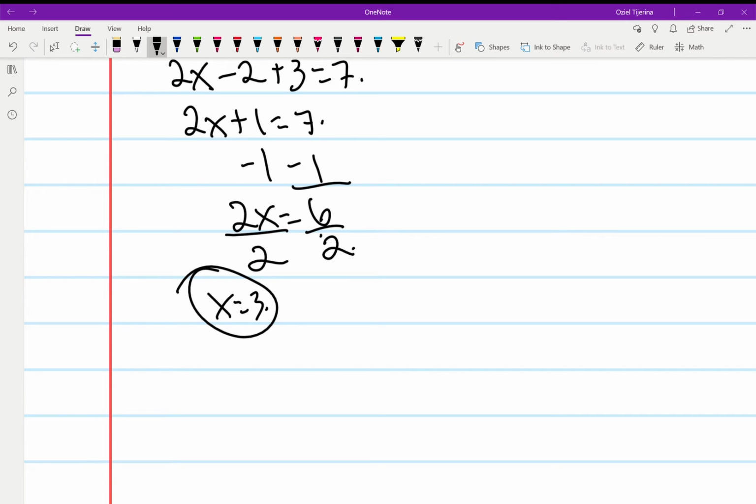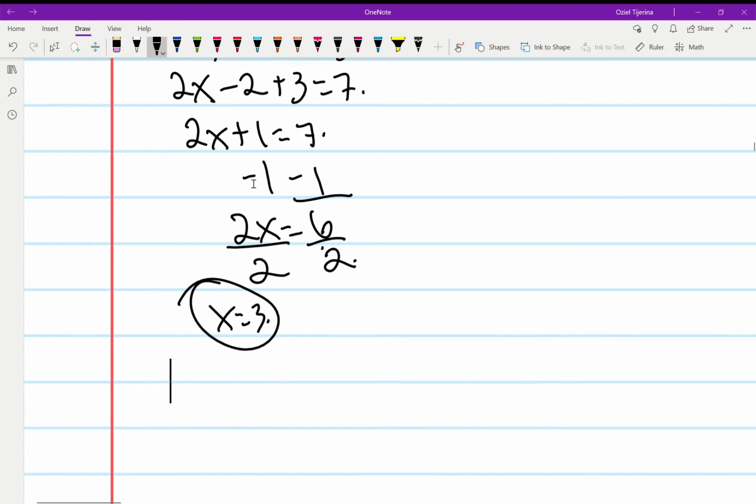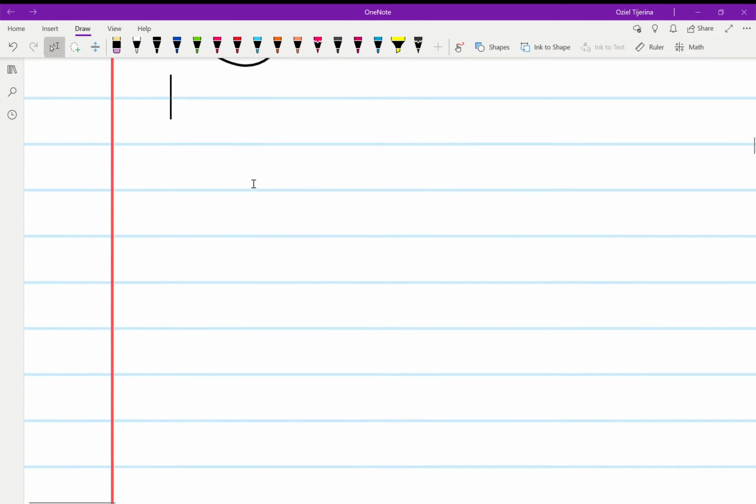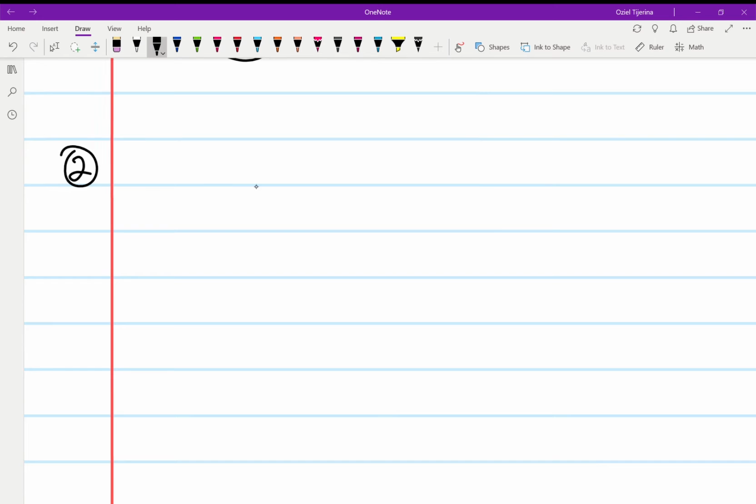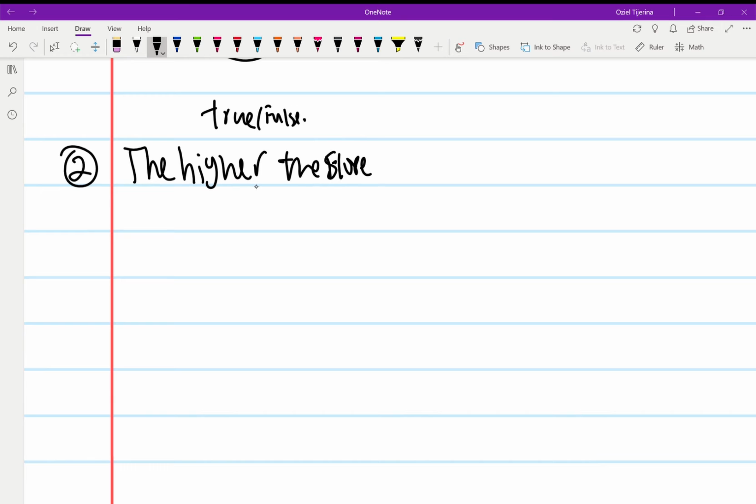Let me make sure that I got them. Yeah, so it's x equals 3 for that one. And then for the second one, it's a true or false. It says the higher the slope, the closer the graph gets to the y-axis.